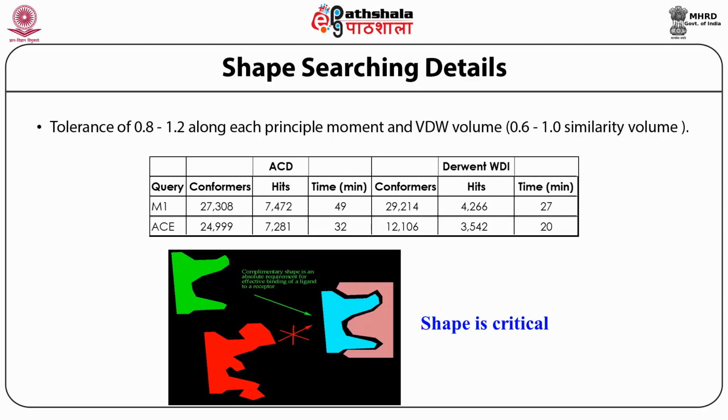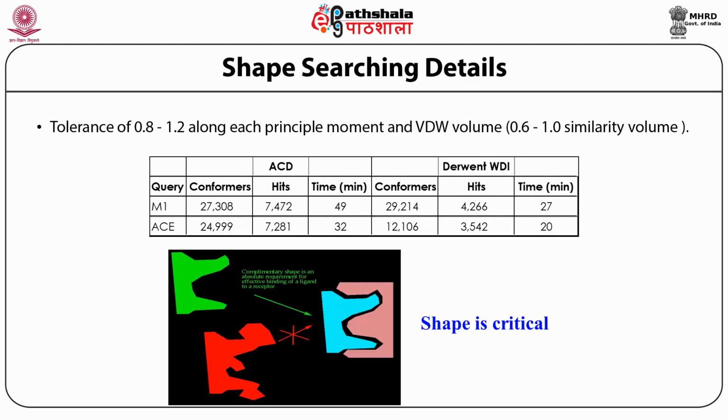Here are shown two different databases. One is the ACD Chemicals database, and the other is the Derwent World Drug Index database. And I show you here the hits and conformers. The number of conformers generated was much larger and almost equivalent for both pharmacophores. However, the number of hits is much higher in the ACD database than in the drug database.